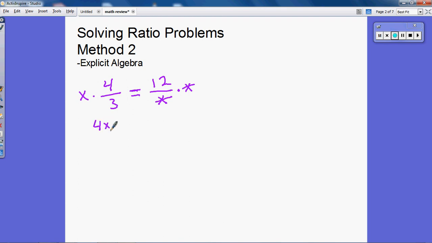Rewriting this a little more clearly, 4x over 3 is equal to 12. We now proceed with our algebra as normal, multiplying by the denominator. These cancel to 1. And here, once again, we're multiplying 12 by 3, just like in the previous examples. So 4x is equal to 36, which we can then divide by 4 to find that x is equal to 9. So the first step of our cross multiplication had us multiplying 12 times 3 and then dividing by 4. So we see that the explicit algebra comes out identically to the cross multiplication.